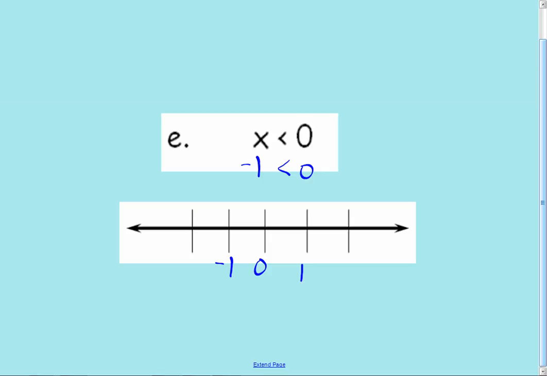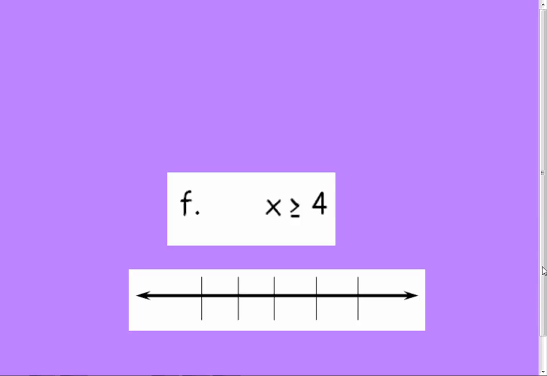Yeah, that's right. Is this open or closed at 0? But you get to fill in the circle or not? Oh wait, no, you don't. And we decided negative 1 made that true, so there we go. That's it. That's all there is. It works for every single inequality, no matter what you do to an inequality.